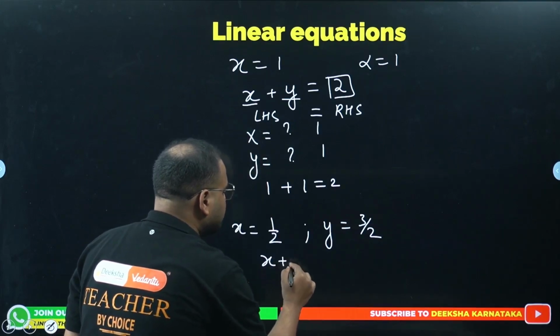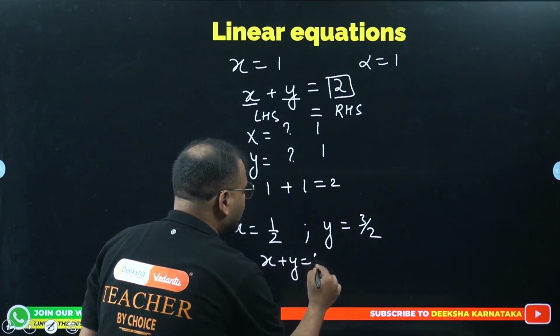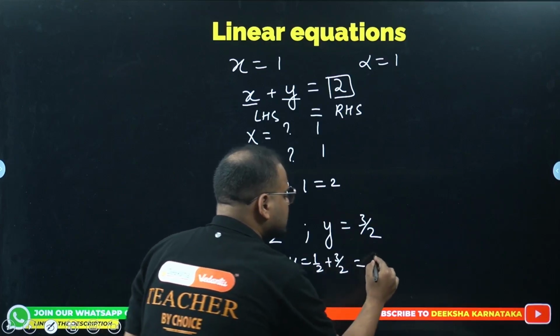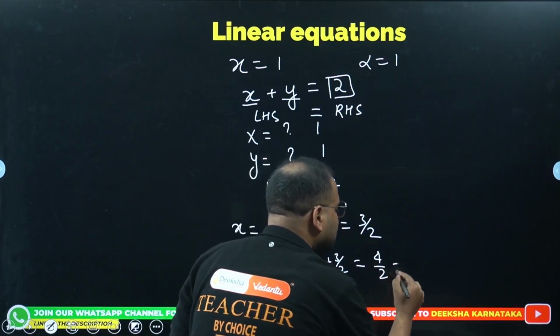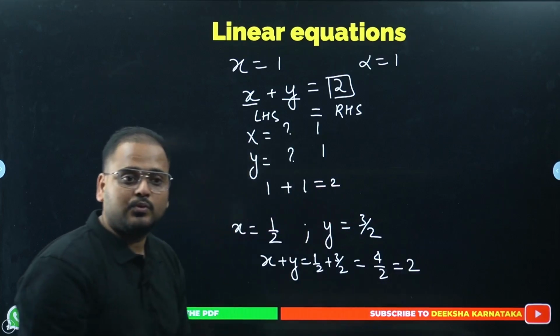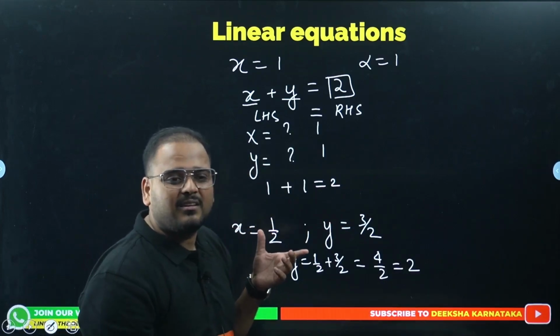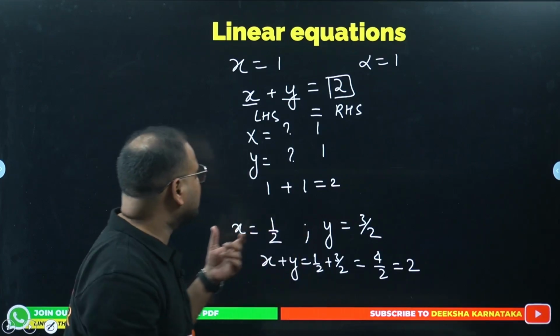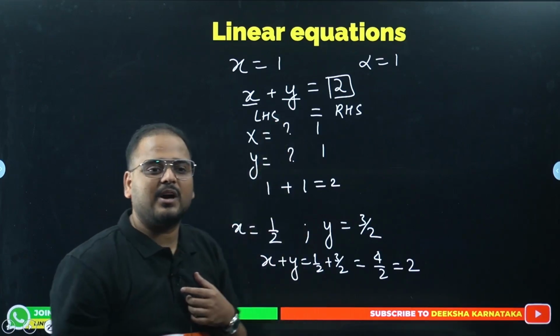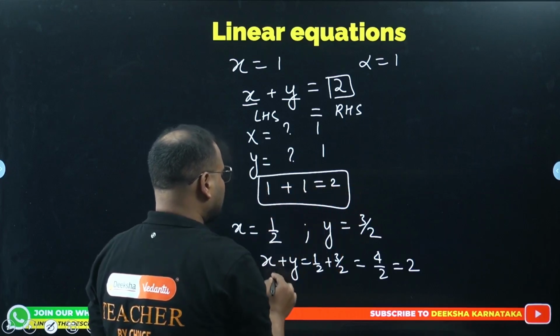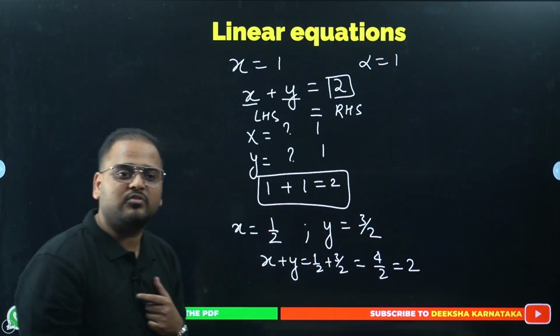Check. x plus y equals 1 by 2 plus 3 by 2, which is 4 by 2. The answer is just 2. So it means, sir, I was thinking, student will have this question, I was thinking, simple question, x plus y equal to 2. This is a straightforward answer. Why am I getting another answer, and that is right, 1 by 2 and 3 by 2.